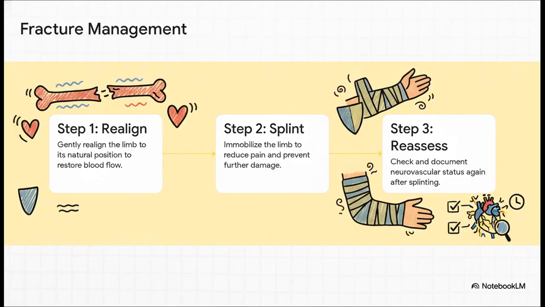And the initial management of the fracture itself is a simple 3-step drill. 1. Realign. You gently pull traction on the limb to get it back into a more anatomical position. This simple act can actually restore a lost pulse. 2. Splint. Immobilize the limb. This reduces pain and stops those sharp bone ends from chewing up more soft tissue. And 3, the step you can never ever forget, reassess. You have to check and document your neurovascular exam again right after that splint goes on.